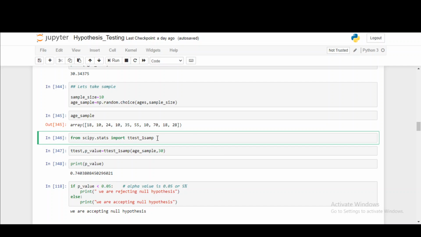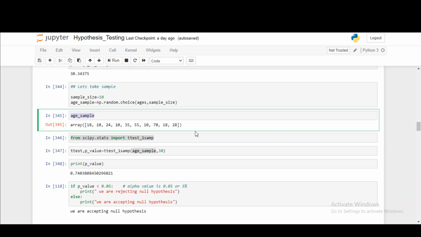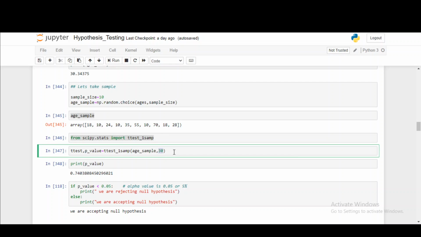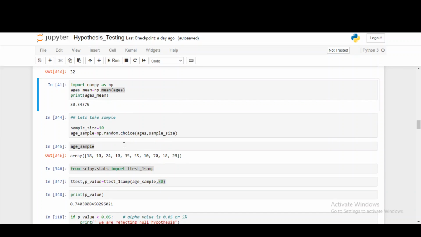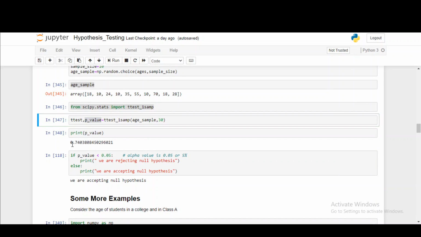I have imported the package here, and then I am doing the t-test. I call the function ttest_1samp, and then I'm passing the sample, which is my sample data set. Then I'm passing the population mean. The population mean age is 30, which we have calculated here. From here we are calculating the p-value. So now our p-value is greater than 0.05.